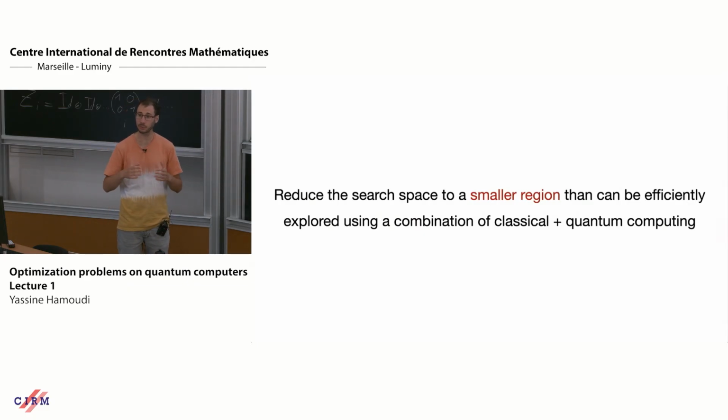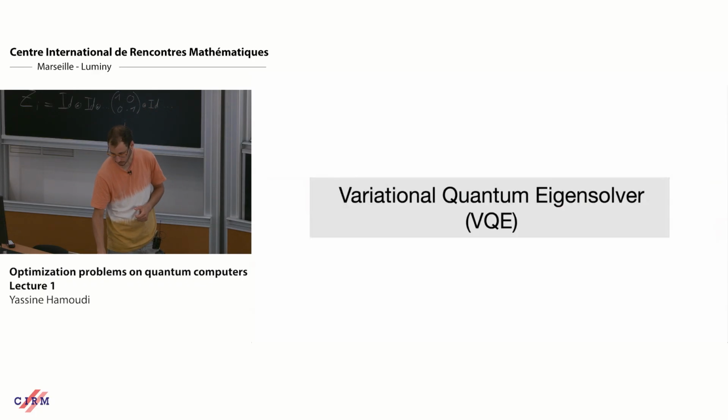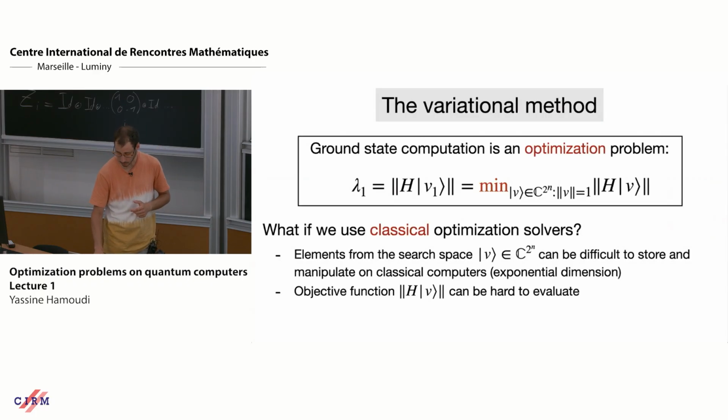We'll not try to find the optimum over the entire search space, but only a small region of the search space. So let's start with the variational quantum eigensolver. We are back to the optimization problem for a Hamiltonian.